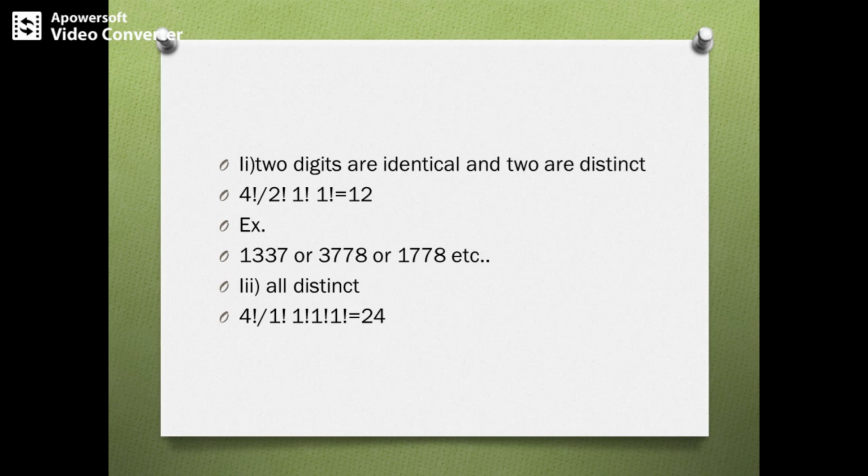So totally, the total number of permutations which are possible is 6 plus 72 plus 24, which is nothing but 102 ways.